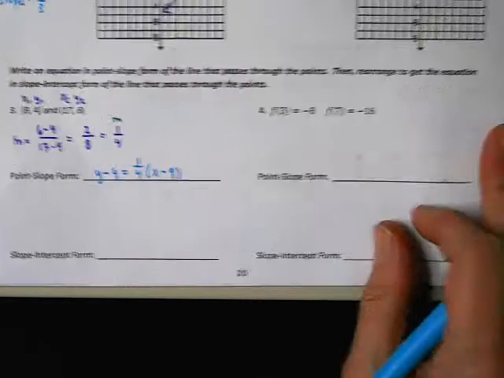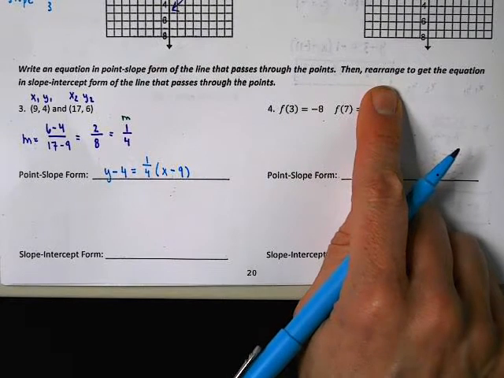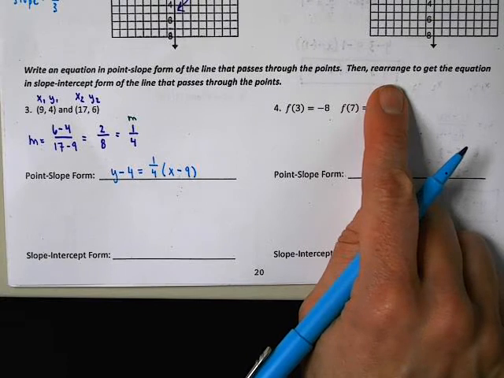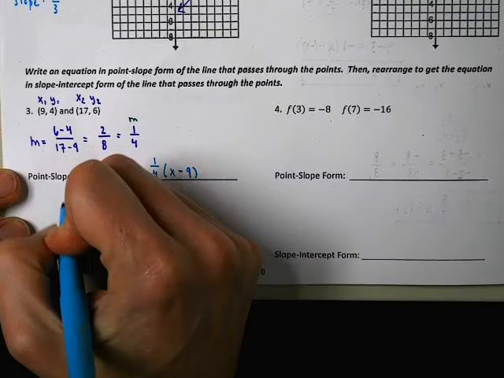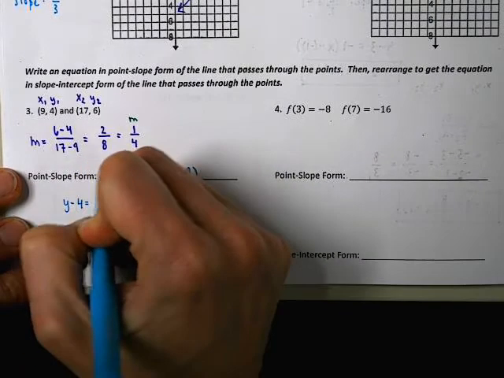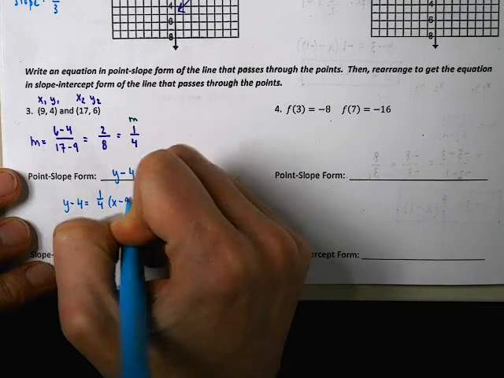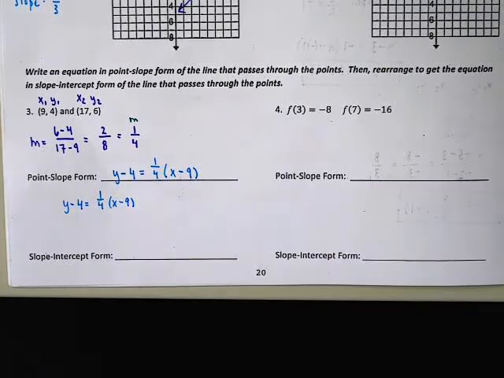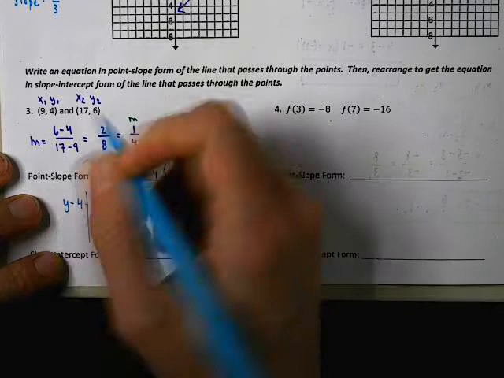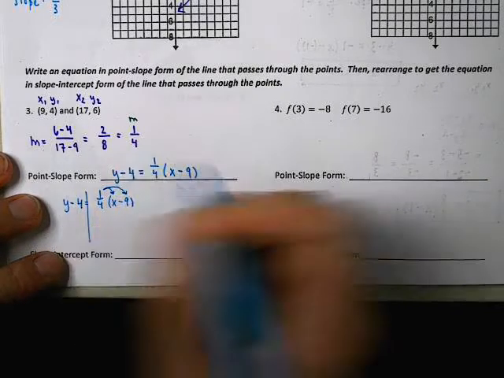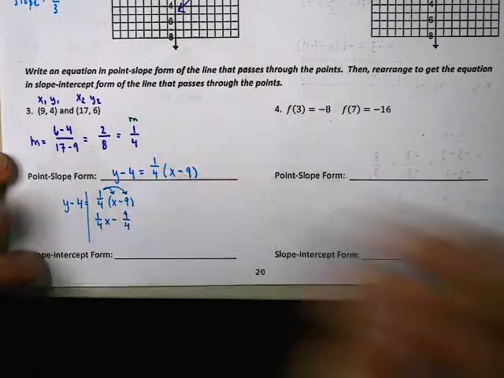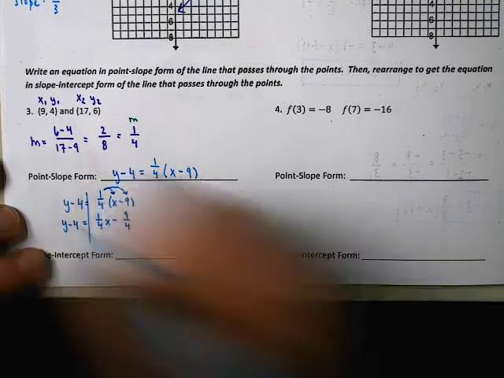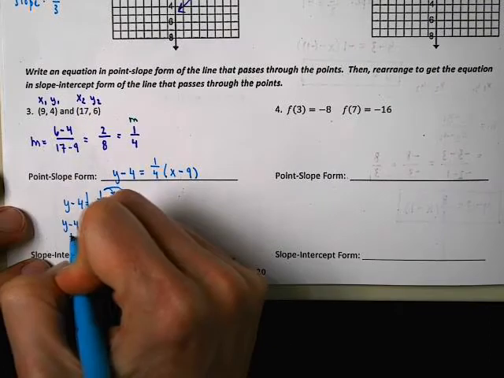Now, the second piece is asking us to rearrange to get the equation in slope-intercept form. If I need to do that, I need to get y all by itself. So I'm going to write my equation again, and I'm going to go through my steps to isolate y. So the first thing I'm going to do is distribute the 1/4. So this is going to be 1/4 x minus 9/4. That's y minus 4. My next step is going to be to add 4.